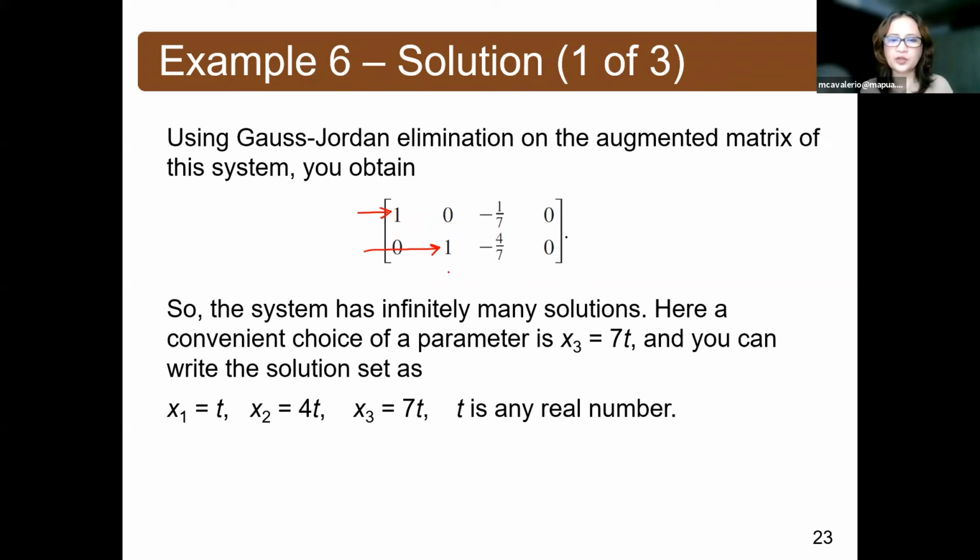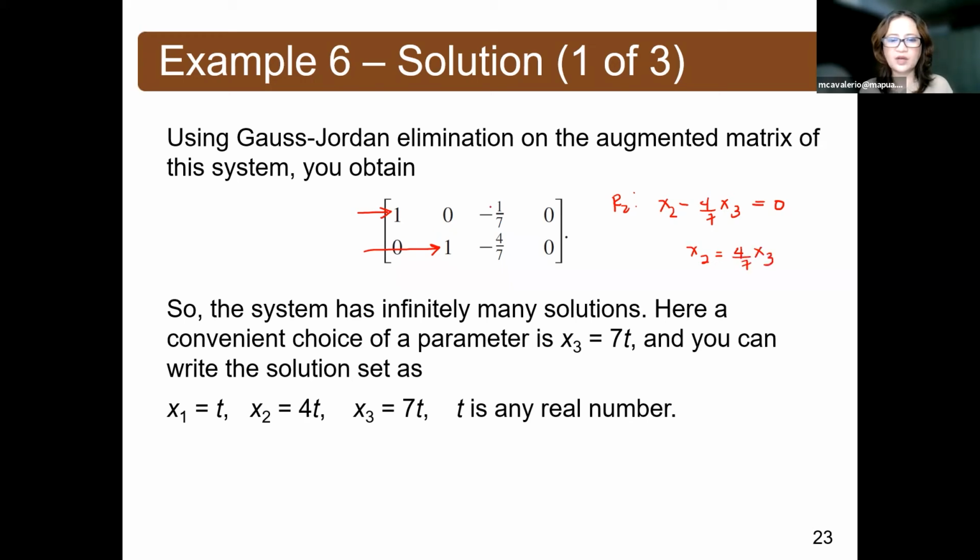From row 1 we can interpret the expression in row 2, okay, are we using x sub 2? Yes, so therefore we can say that x sub 2 minus 4 over 7 x sub 3 is equivalent to 0, so that x sub 2 is equivalent to 4 over 7 x sub 3.